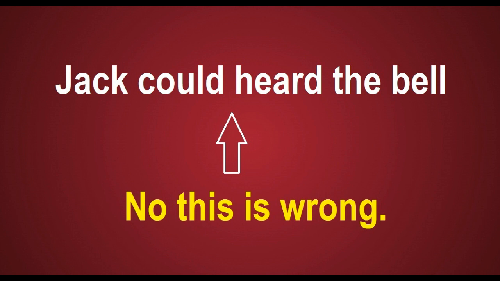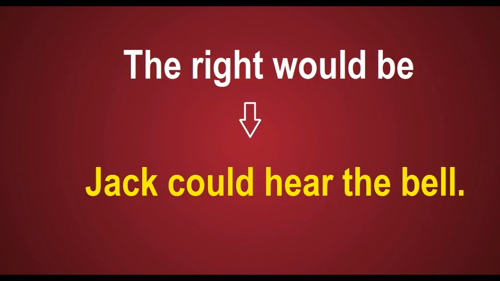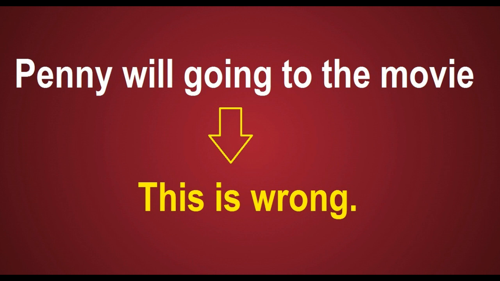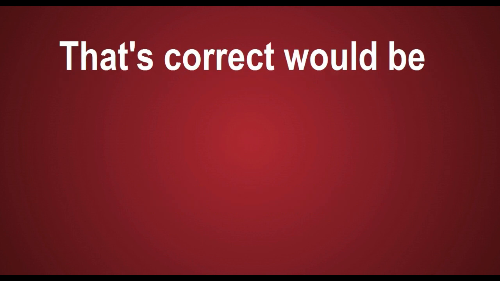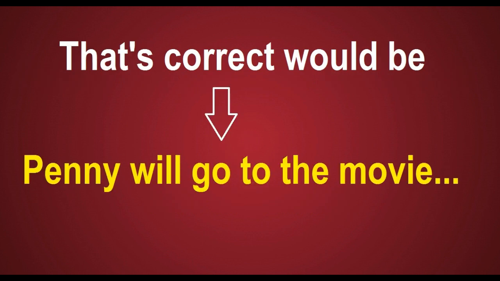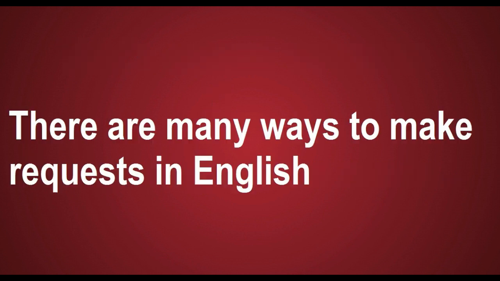Jack could heard the bell. Now this is wrong. The right one would be, Jack could hear the bell. This is the correct one. Penny will going to the movie. This is wrong. Now the correct one would be, Penny will go to the movie. This is the correct one.